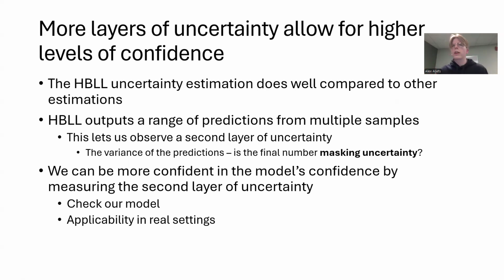So essentially we're asking, okay, is this 70% number that we're getting an average from like 30 to 90? Or is this a bunch of tight points that are right around 70? And so if we have a tight variance, then we can be more confident in the model's confidence. So this is good because we can check our model and then it's more applicable in real life settings that our model will be used. So yeah.